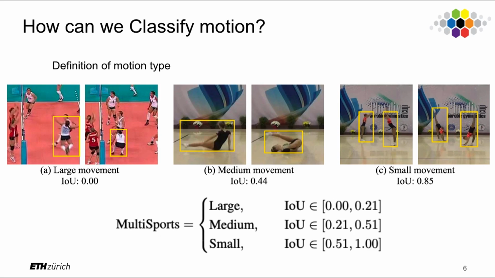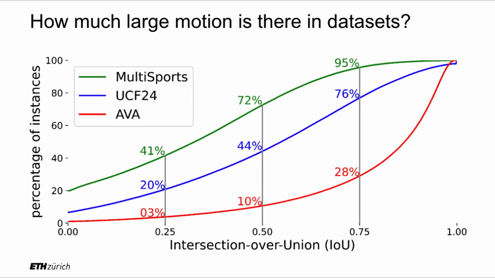We define actor motion with the intersection over union between the boxes of a tube at a fixed time scale. An action having large motion would present a lower intersection over union over time, and a slower action would maintain a higher intersection over union. Using such a definition, we can measure the motion present in various action detection datasets. Here we show the cumulative density function of intersection over union measurements on the training sets of the AVA, UCF24 and MultiSports datasets. The plots indicate that the MultiSports dataset has a large number of instances with large motion, hence it is ideal for this study.